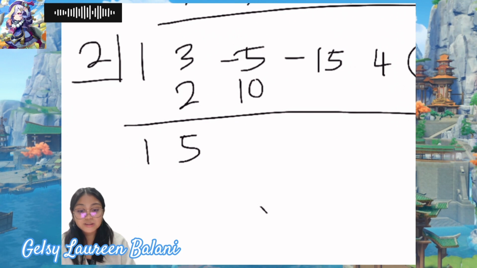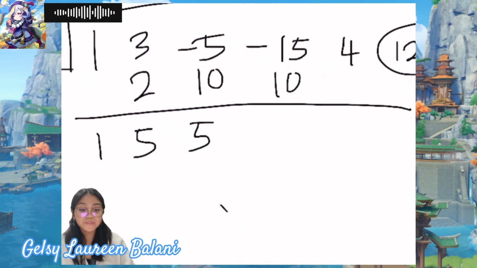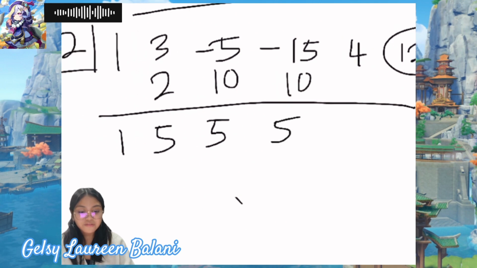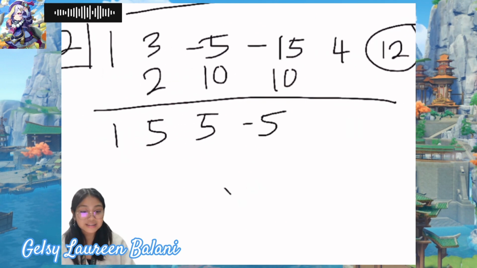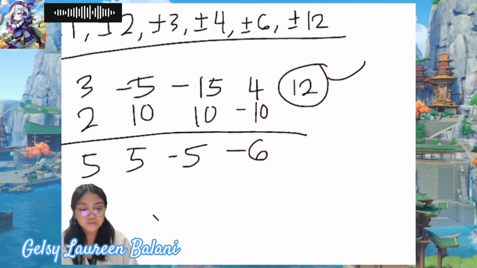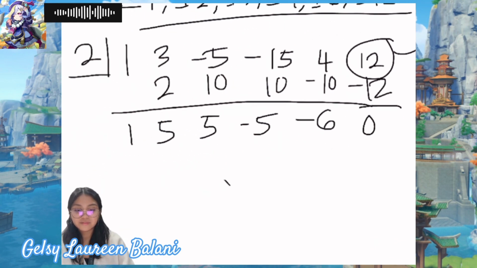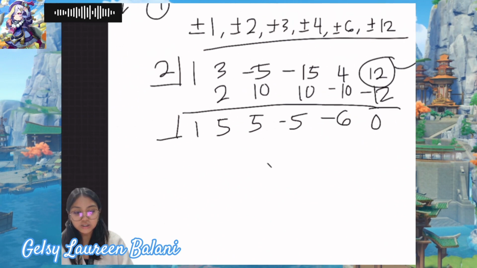-5 plus 10 is going to be 5. 5 times 2 is going to be 10. -15 plus 10 is going to be -5. -5 times 2 is going to be -10. So 4 plus -10 is going to be -6. And -6 times 2 is going to be -12. So 12 plus -12 is 0. So it's going to be 0. We already have our first zero, which is 2.